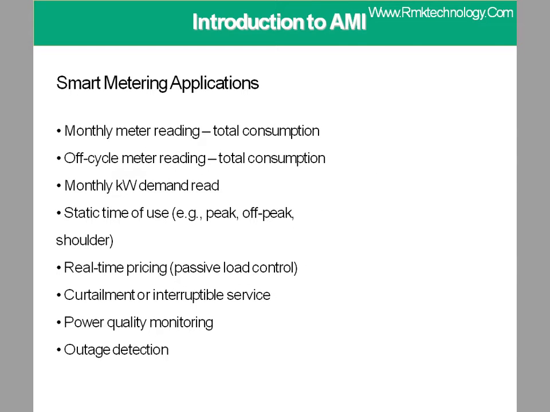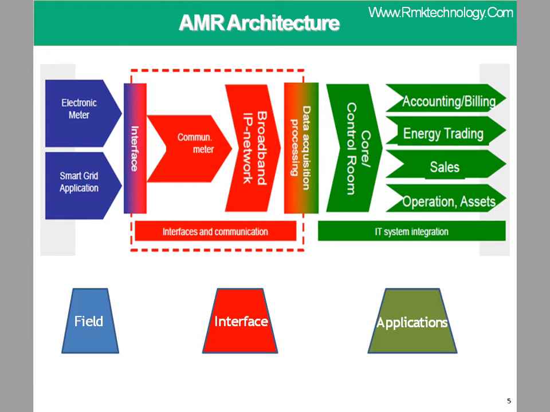What we can do with smart metering applications. Below are a few applications derived from the available large chunk of data from the AMI system. Monthly meter reading, total consumption, off-cycle meter reading, total consumption, monthly kW demand read, static time of use, for example, peak, off-peak, shoulder, real-time pricing, passive load control, curtailment or interruptible service, power quality monitoring, outage detection. This architecture depicts how field devices are connected to various applications. Field devices are connected to the data communication network through broadband or other means like LTE/4G or GPON.